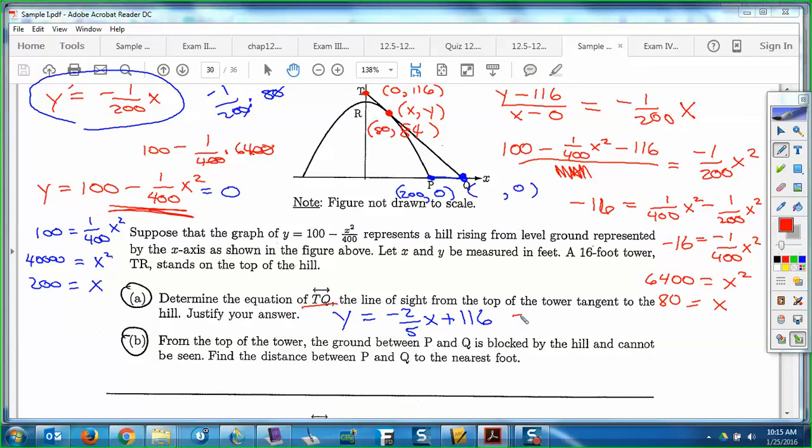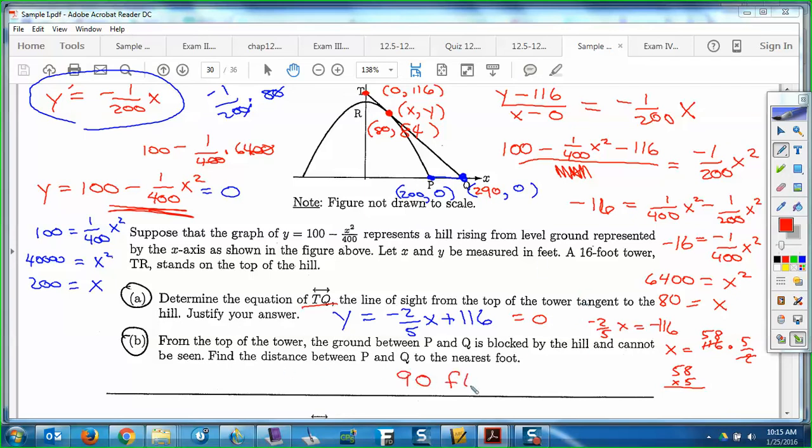Put the line equation equal to 0, right? When does a line equation have a y value of 0? So negative 2/5 x, subtract the 116 over. The negatives are going to cancel. So x would equal 116 times 5 over 2. So divide the 2 into there, that'd be 58, I think. 58 times 5. 50 times 5 is 250. 8 times 5 is 40. 250 plus 40 is 290. So the distance between P and Q is 90.